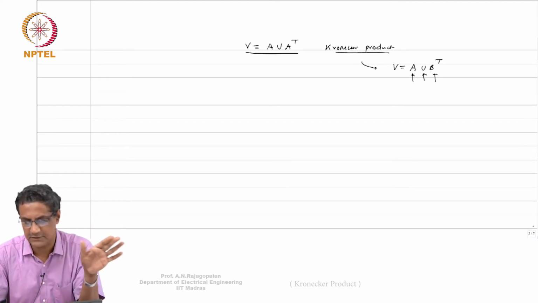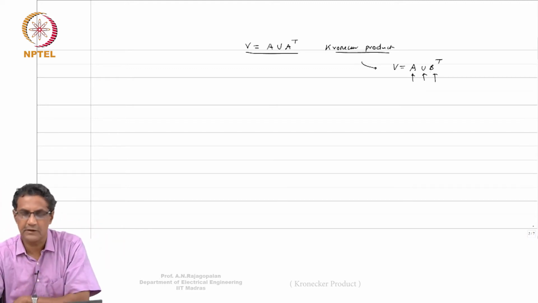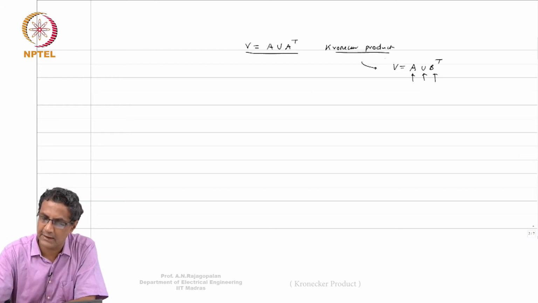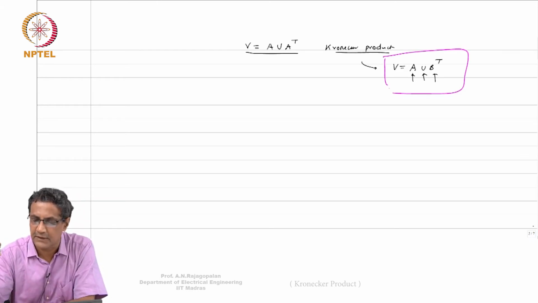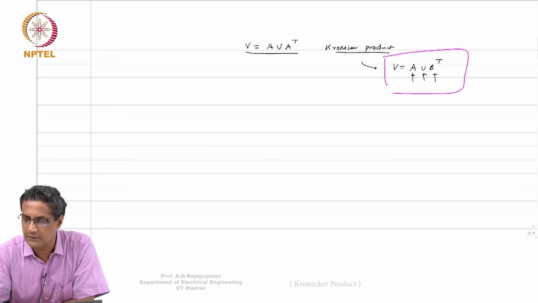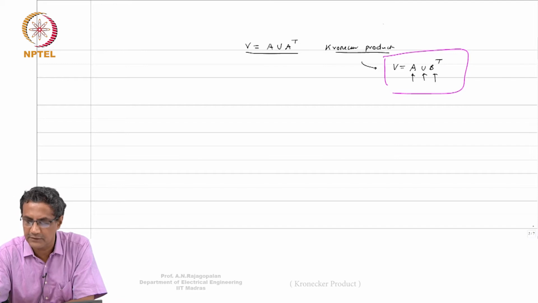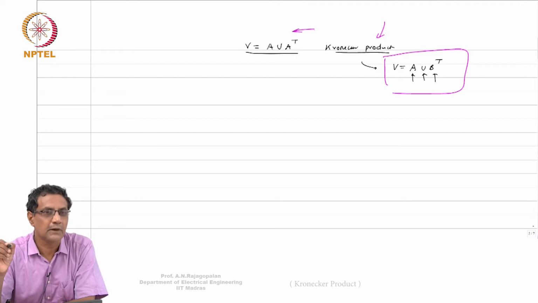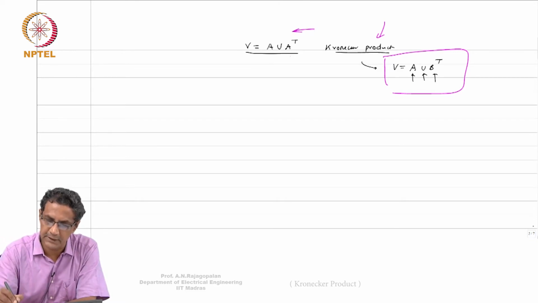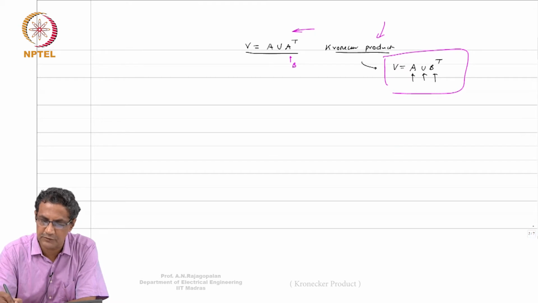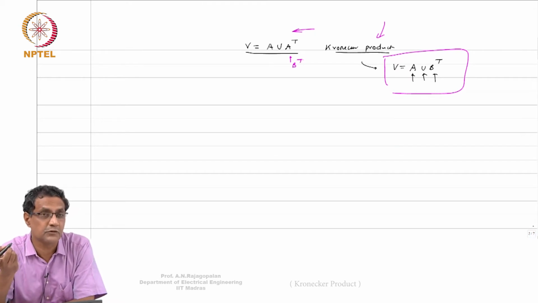Suppose we come out of image transforms completely and simply look at a product like this. Somewhere in some application, when you encounter some A U B transpose, there is a way to write this using a Kronecker product, and that is valid for any A, U, B. It doesn't have anything to do with image transforms. If you have that result, you can invoke it for your problem. In your case also, you can write this as B transpose if your image is not square.